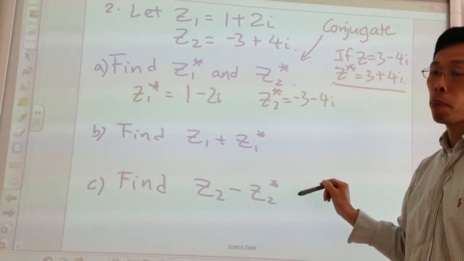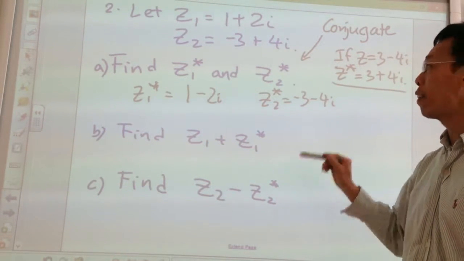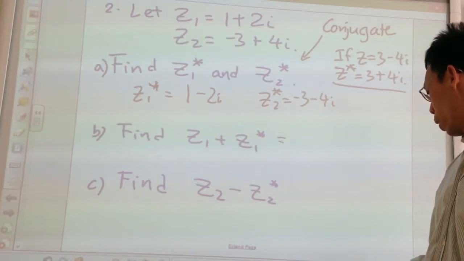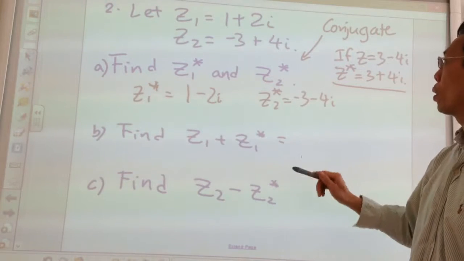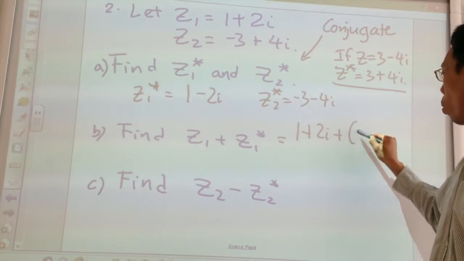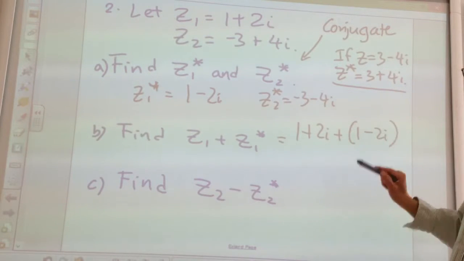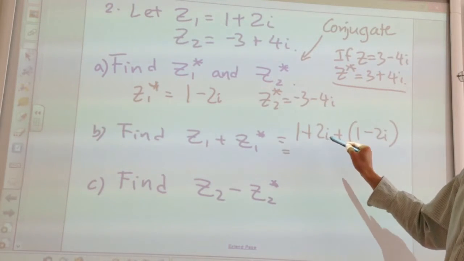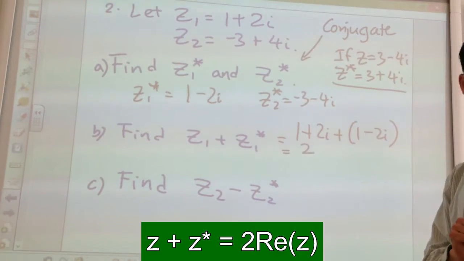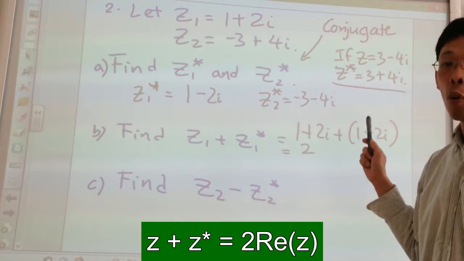Once you're ready, press play again and then we'll check the answer. Very good. Welcome back. So the first one is z1 plus the conjugate of z1, so it's going to be 1 plus 2i plus 1 minus 2i. You can see that the 2i and -2i cancel out and you're left with 2. So you only get the real part in this case.